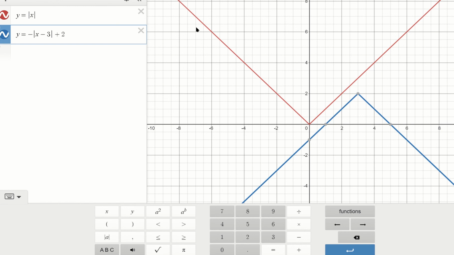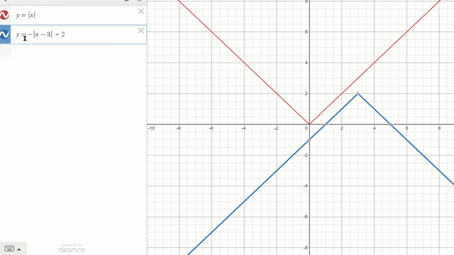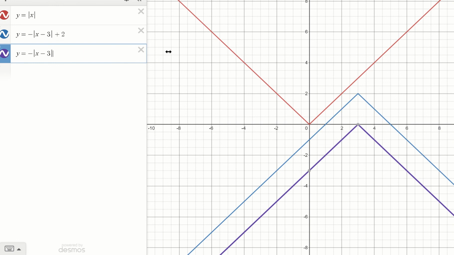All right, so you can see the original graph, absolute value of x here in red, and what we're going to do is move it 3 units to the right. Notice 1, 2, 3, and we're going to reflect it with respect to the x-axis, and at that point it'll be like here, right? In fact, I can show you exactly where it will be, right there, okay?